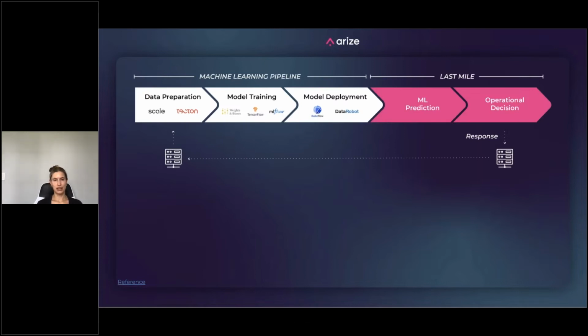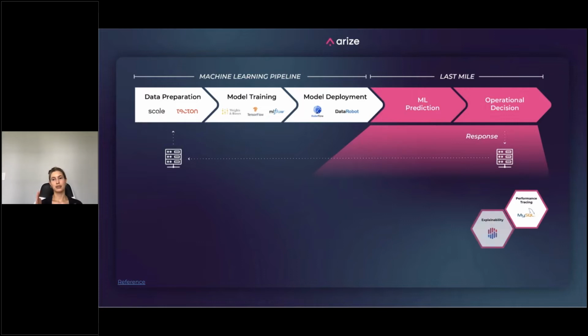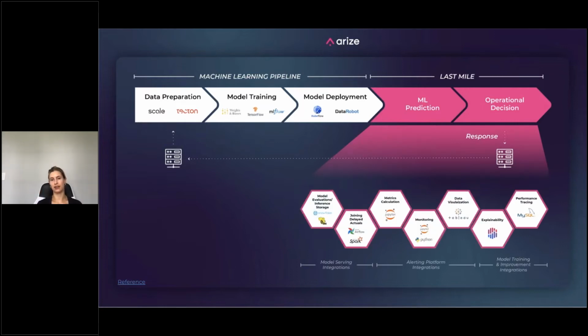So with the stages of the machine learning pipeline, we talked about data prep, model training, model deployment, where there are very highly specialized tools developed for each part of that machine learning pipeline. The issue with that last mile, the ML prediction and operational decision aspect, is that the set of tools to monitor your models in production correctly didn't exist 3 or 4 years ago. And so what teams have done is string together a list of existing tools.